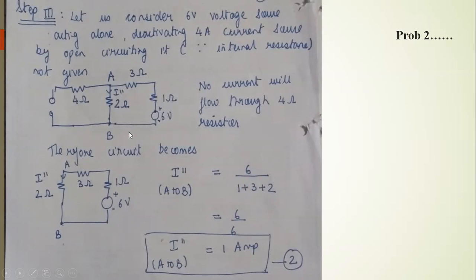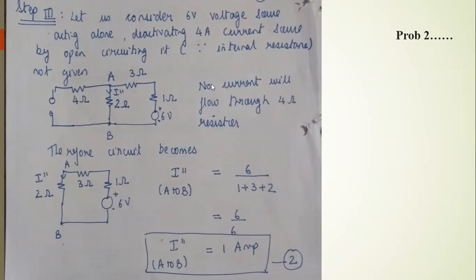This becomes a circuit now. We are interested in the current flowing through the 2 ohm resistor. So let us mark the direction. This is the positive terminal. So current will start from here. It will go here, and after coming at this point, it will split into two parts. The current flowing through the 2 ohm resistor will be flowing from A to B, and that current we have marked as I double dash.